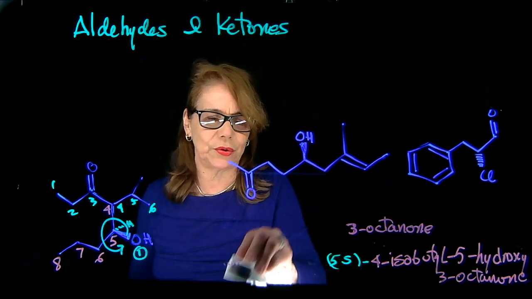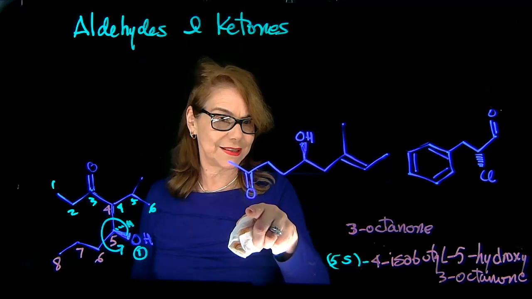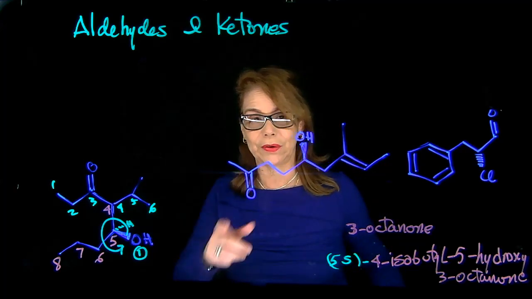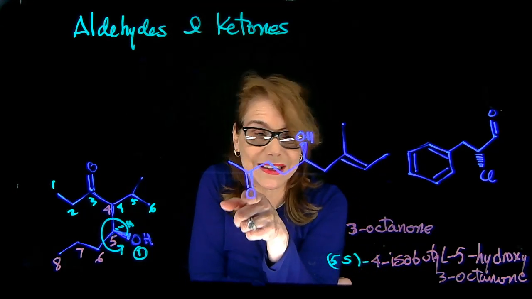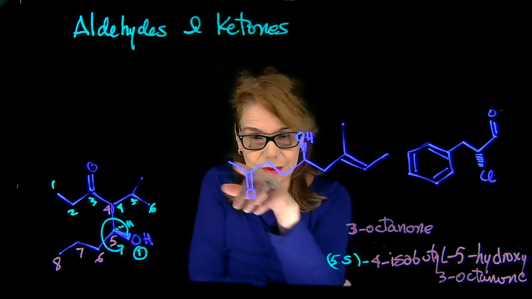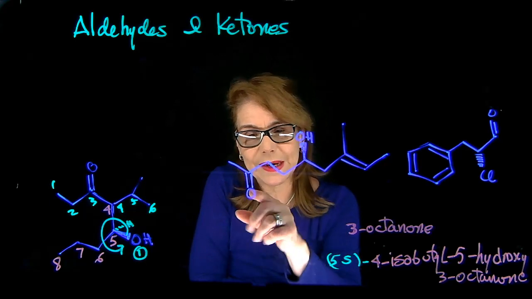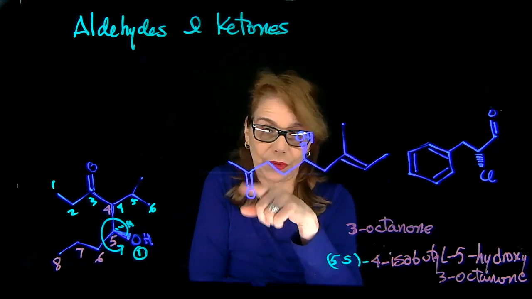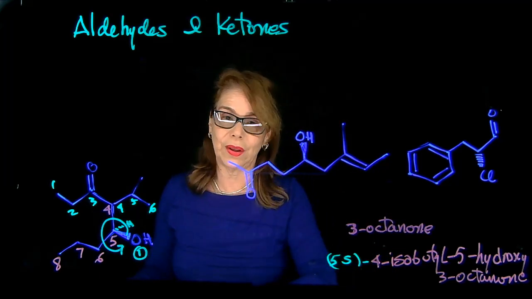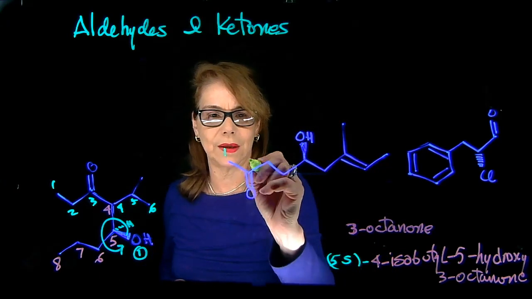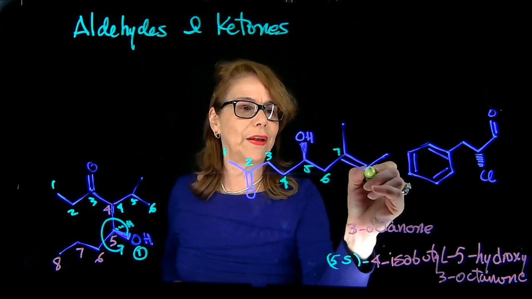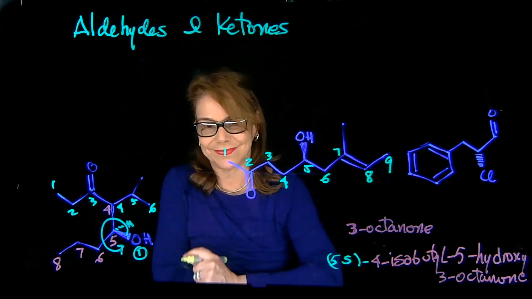Again, this molecule has a ketone, an alcohol, and an alkene. So what has higher priority? Again, the more oxidized group, the ketone, will have higher priority. So I need to number the chain. The main chain is this, so that I give the ketone the smallest number possible. So it will be from here to here, not the other way. So let's do the numbering. It will be 1, 2, 3, 4, 5, 6, 7, 8, and 9.